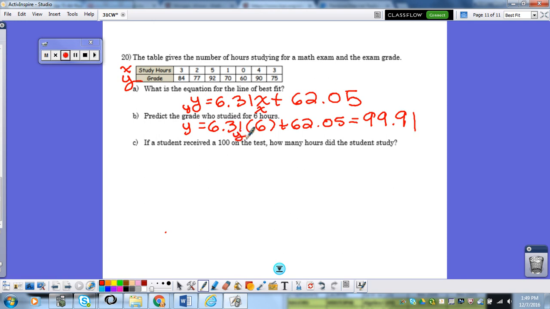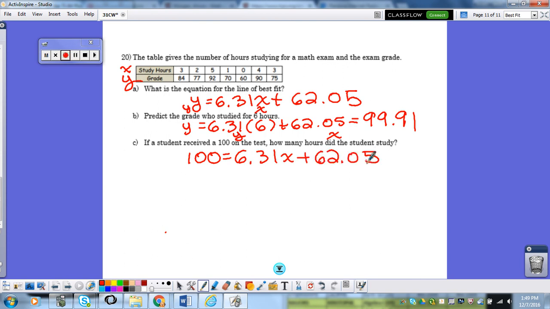Awesome. So if a student received 100 on the test, which hopefully you will for your test, so that is your y. How many hours did the student study is your x. Which one do you have a number for? You have a number for y, so you plug it into your equation. 100 is equal to 6.31x plus 62.05.